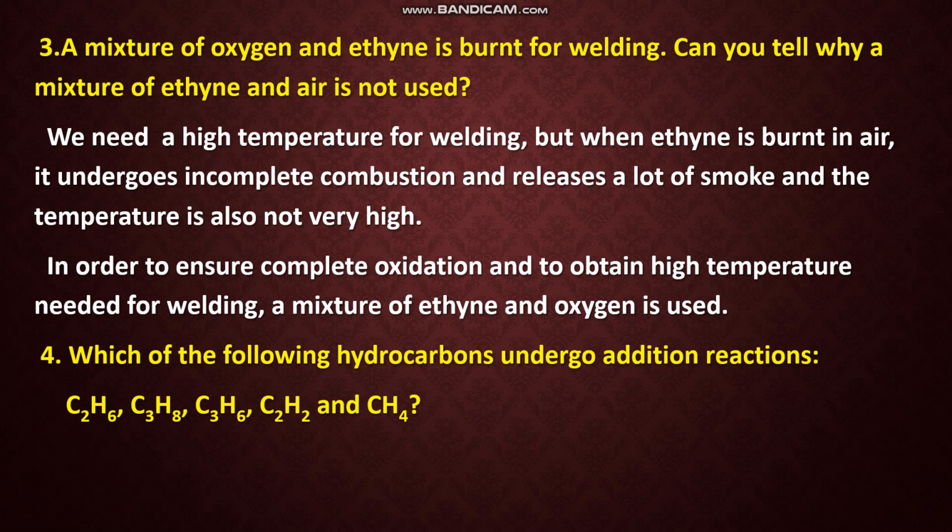What about C3H6? N is 3, H is 6. That means 2 into 3, 2n formula. That is alkene, unsaturated. C2H2, N is 2, H is 2 into 2 minus 2. That is 2n minus 2 formula. That is an alkyne. It is unsaturated.